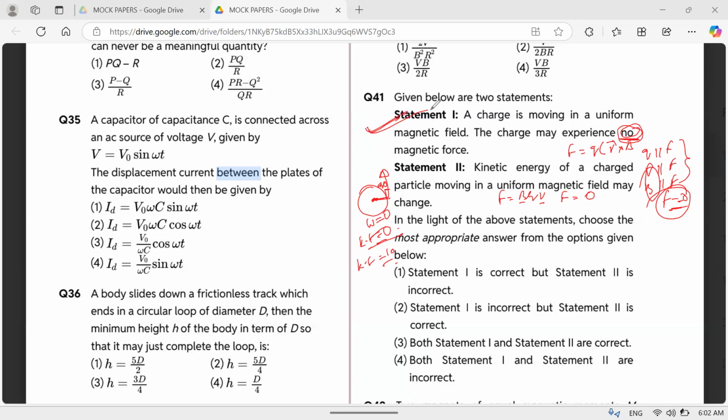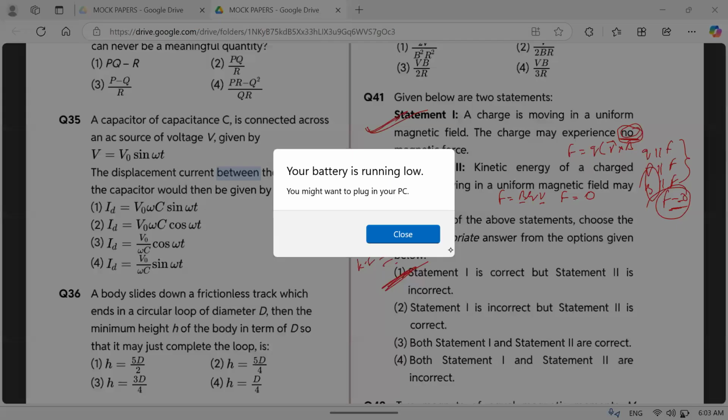Second one. Kinetic energy of a charged particle moving in a uniform magnetic field may change. No, it is not going to change because the force is perpendicular. So work done will be 0, and the change in kinetic energy will be 0. So it will remain constant. So it will be false. So statement 1 is correct and statement 2 is incorrect. Clear? Yes, sir.